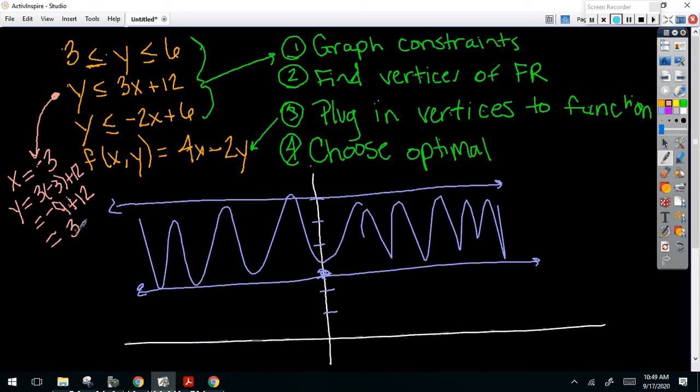Is my feasible region, and by the way, this is shaded in, bounded or unbounded? Bounded. Look at your feasible region here.